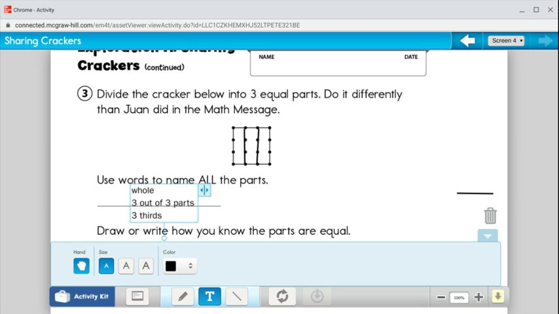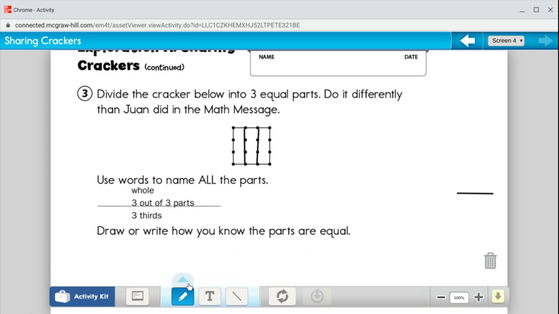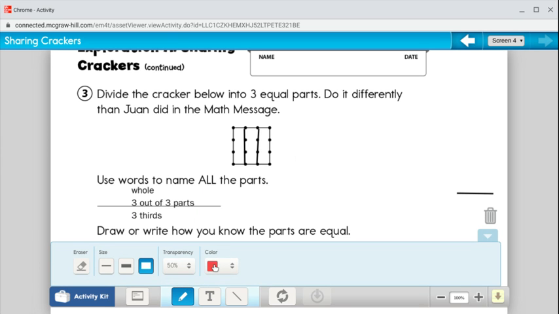So now draw or write. How do you know that these parts are equal? Well, we can go back to using those colors again. Right? We can look and see, does everybody have the same amount? Let's see, 1 square here, 1 square here, and 1 square here. So they all get a red square.